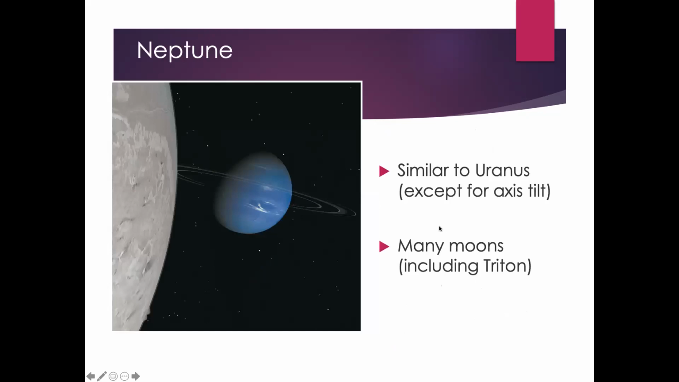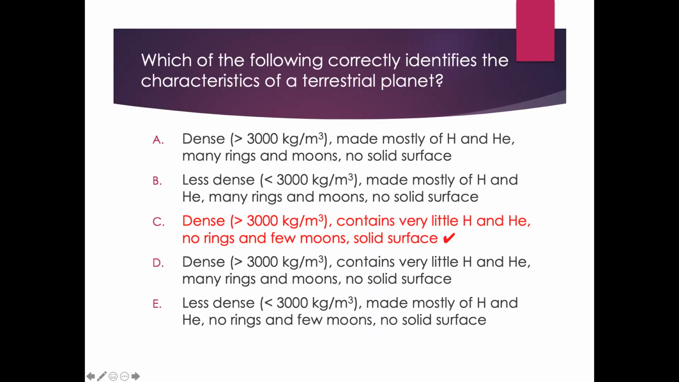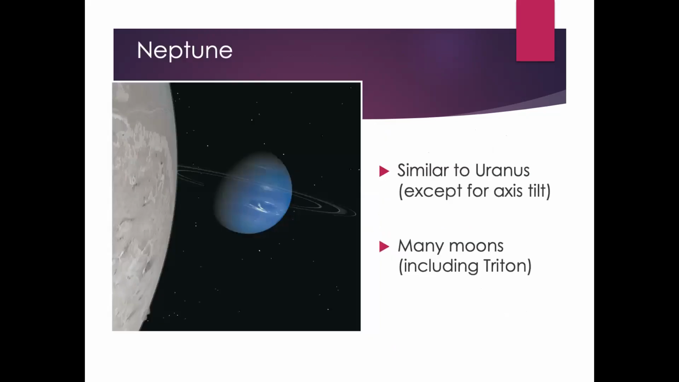And then there's Neptune. Neptune, very similar to Uranus, except it doesn't have the crazy axial tilt. It also has many moons, which is a characteristic of these Jovian planets. One of its moons is called Triton.